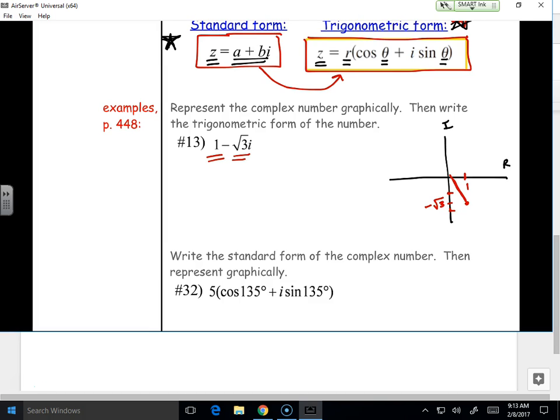What quadrant is it in? Quadrant 4, yeah.